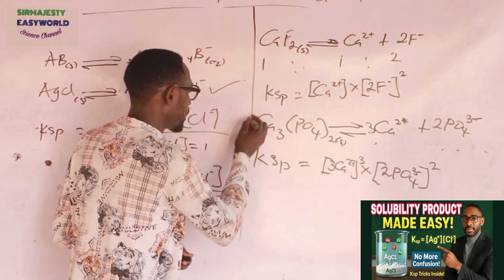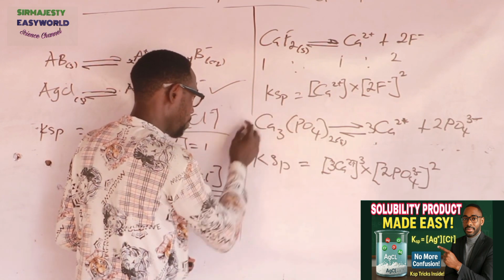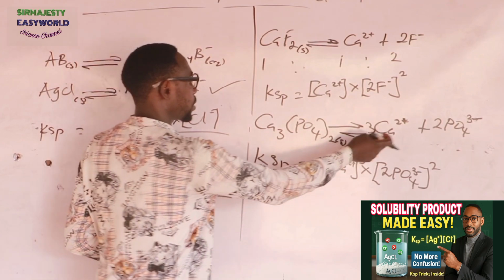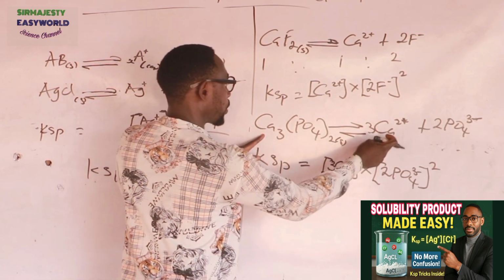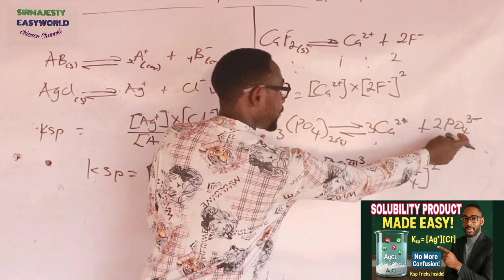What is here is 1. This means 1 mole. This is just 1 mole. And when it dissociates, it gives us 3 moles of calcium ion. So 1 mole of this will give us 3 moles of calcium ion and 2 moles of phosphate 5 ion.